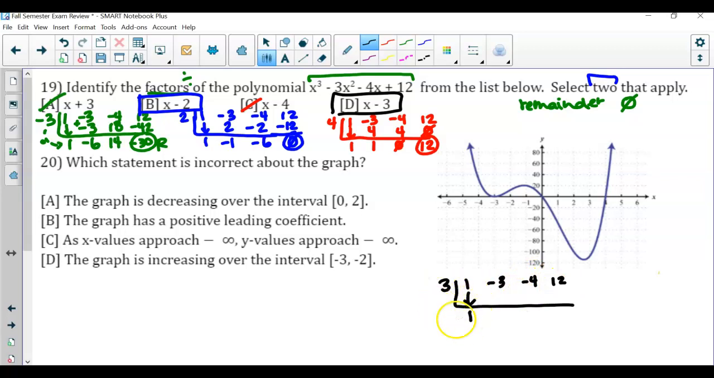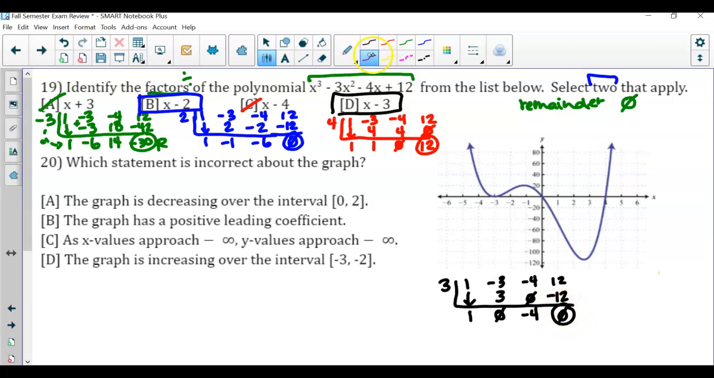Bring down the first. 3 times 1 is 3. Add to get 0. 3 times 0 is 0. Add, you get negative 4. 3 times negative 4, negative 12. Add, you do get a remainder of 0. So both B and D are factors.